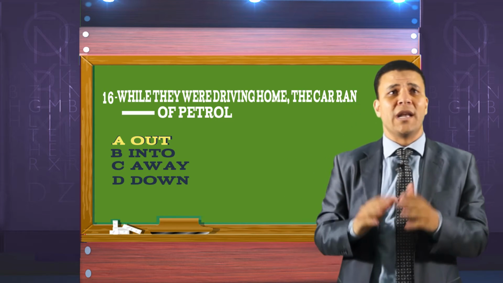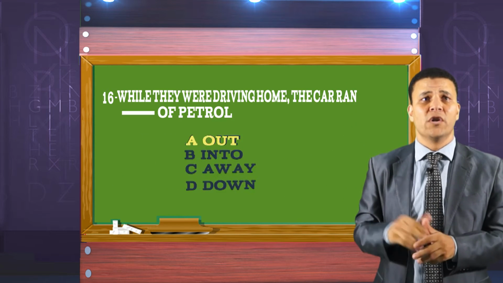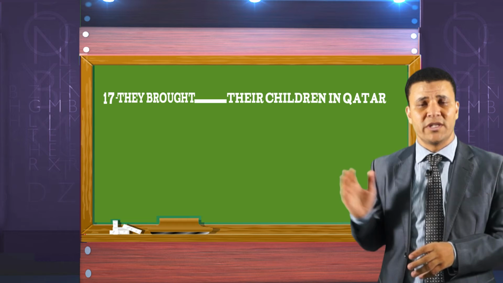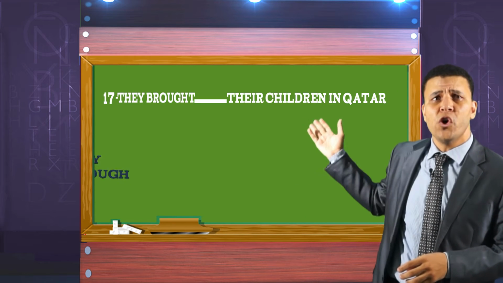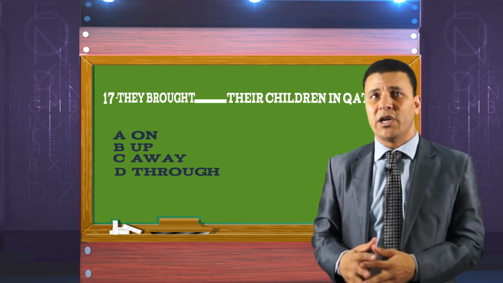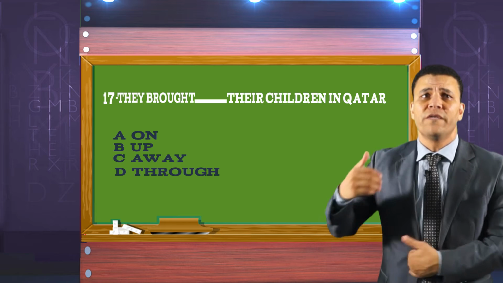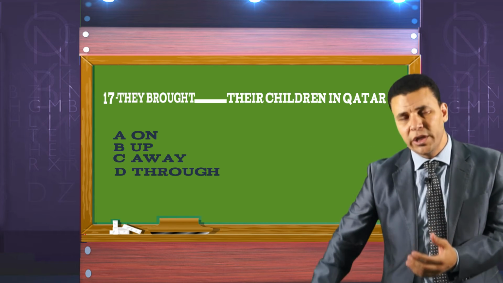Great. Now, with the last slide, we have also prepositions in number 17. They brought space their children in Qatar. Brought here is the past of bring, and you're dealing with the children.